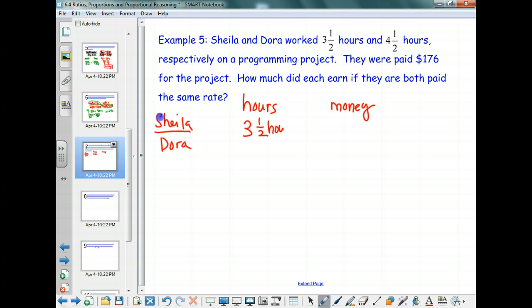3.5 hours. How about Dora? 4.5 hours. And while we don't know how much either of them individually made, we do know how much they made combined. Okay? So what I'm going to write down next is that Sheila made X dollars. So if Sheila made X dollars, how much did Dora make? 76 minus X. Good job.